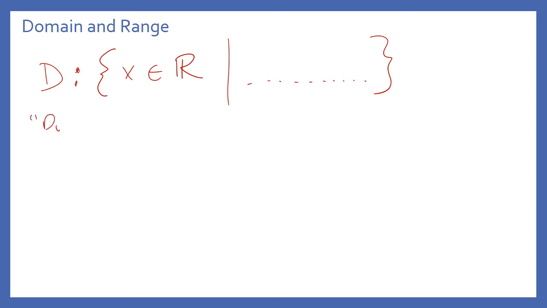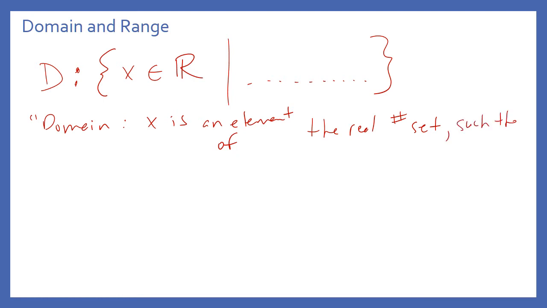So domain: X, that little E means is an element of. So X is an element of, that double line capital R just means the real number set. That vertical line means such that, in case you were wondering how you read that.